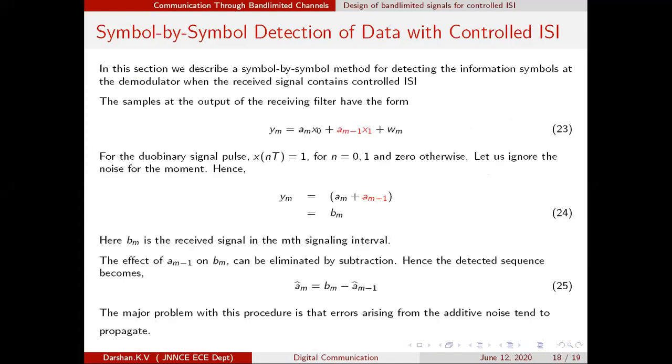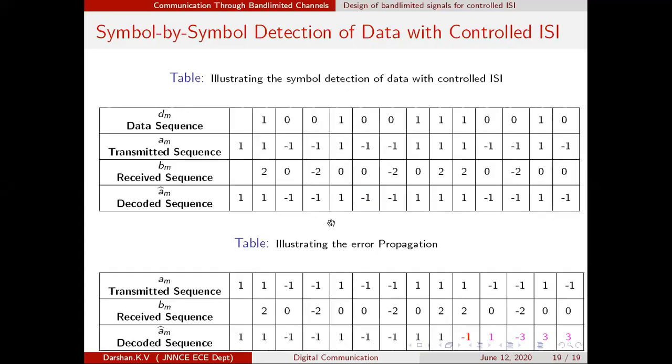So this is the problem. The major problem with this controlled ISI method is that if any error happens in the decoding process, then the error would be propagated. You can observe over here, there was an error, so all the rest of the symbols were wrongly decoded. This concept is called error propagation.